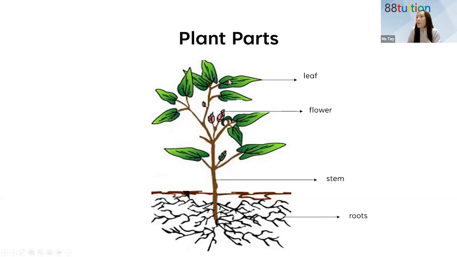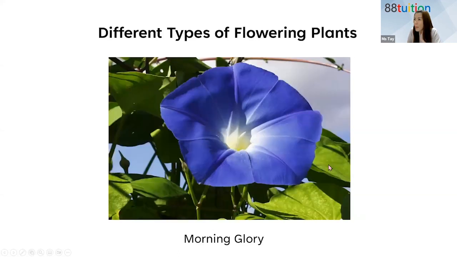Now, before we can actually go into what happens, you need to recall the plant parts. You have the leaf, you have the flower, the stem, as well as the roots. The roots here look very extended, with many tiny root hairs also.